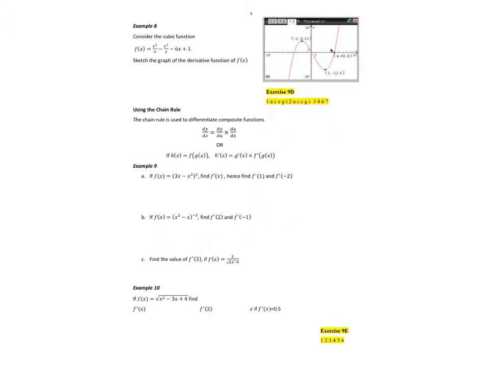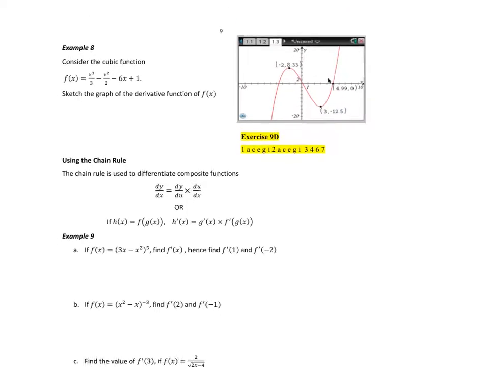What else have we got? Okay, consider that cubic. Sketch the graph of the derivative function. So what I'd like you to do is pause this and have a go at sketching this on your graph first, and then just see how you compare to the one that I'm about to do. Okay, well, welcome back.